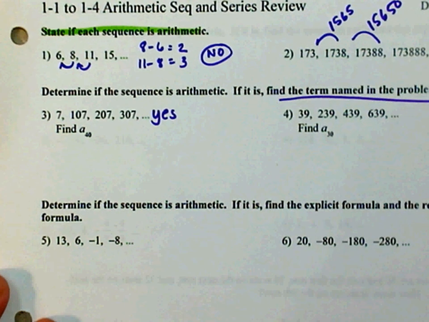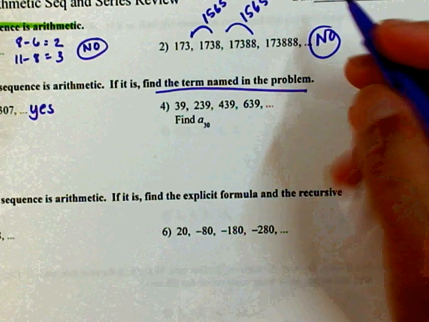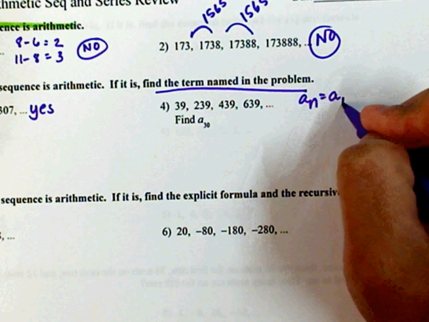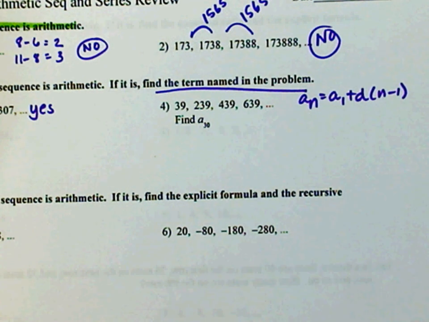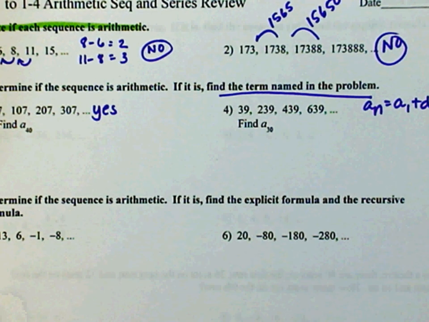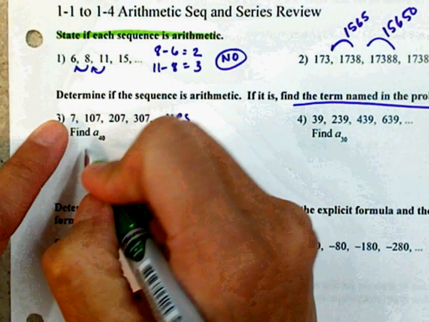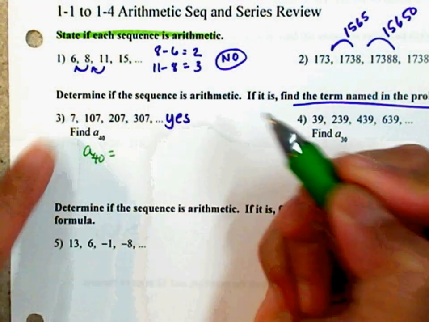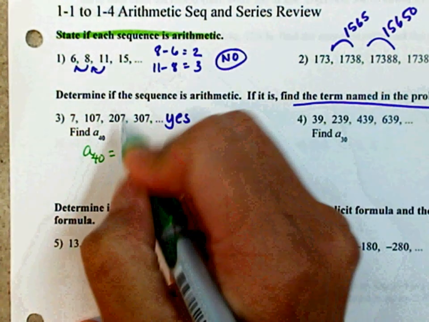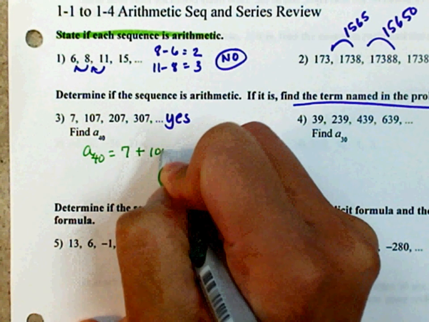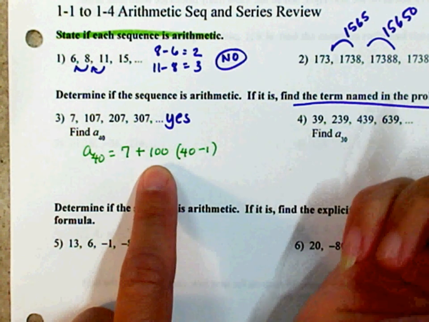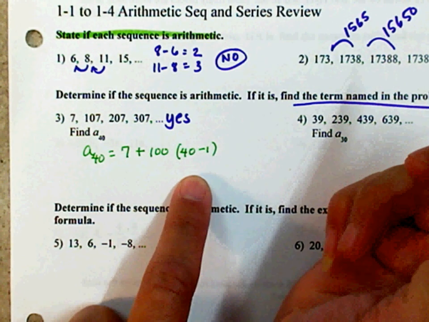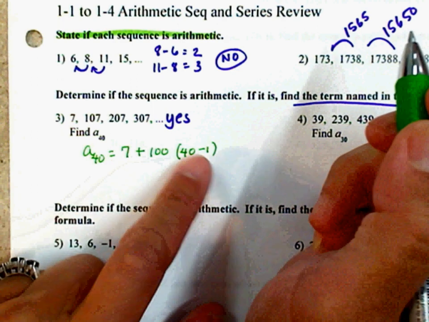So you are going to use the explicit formula. And here is your explicit formula. This is what it looks like. So we're going to plug it in, okay? All right. Your first number is 7. So A sub 40, I'm looking for the 40th term, plus your change, and we found our D to be 100, times 40 minus 1. I'm not writing a formula, I'm trying to find an answer, okay? If you were to write a formula, you would write n.